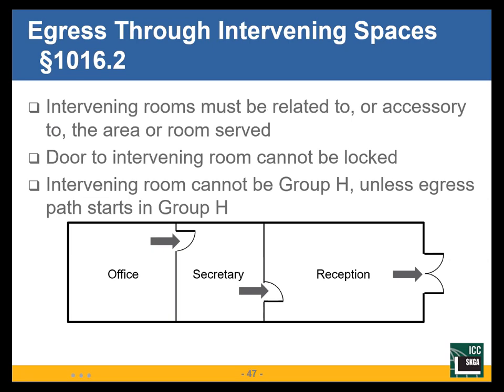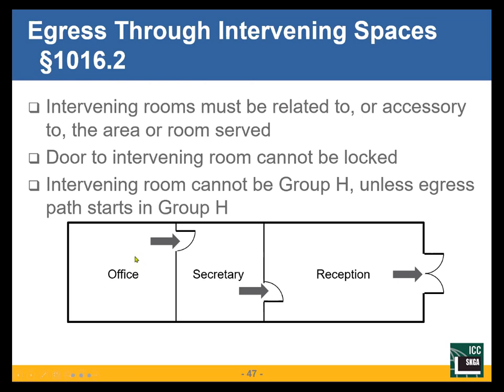When I'm traveling in my egress path, there is an allowance that I can travel through an adjacent room. I go into it. I don't have to go into a corridor. I don't have to go directly outside. I'm going to go into another room. It's allowed if the room I'm going into is accessory or used by or part of. There's some limitations on that. It can't be an H occupancy unless I start in an H occupancy.